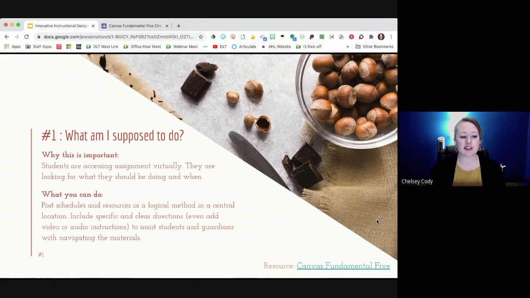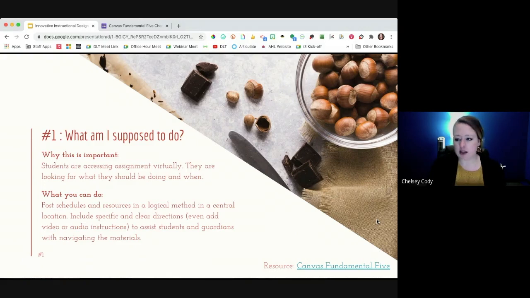So first is, what am I supposed to do? Why is this important? Well, students are accessing assignments virtually. Even if we are working with students in a Google Meet and we're saying that out loud, having that reinforcement in a course, so if they're not present, is huge. When they're asking questions later, when they're doing that independent practice, we know that this is very important even in a physical classroom.